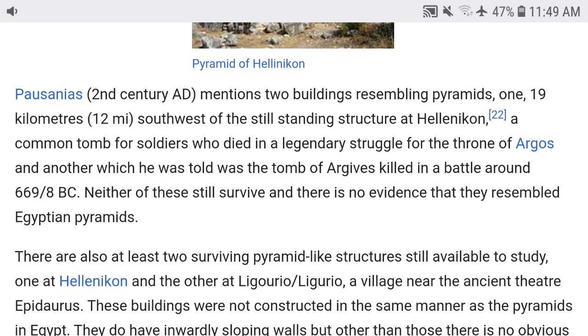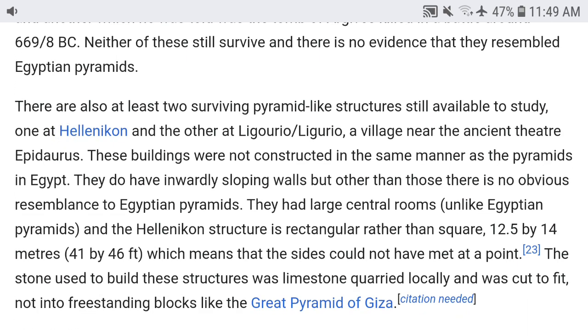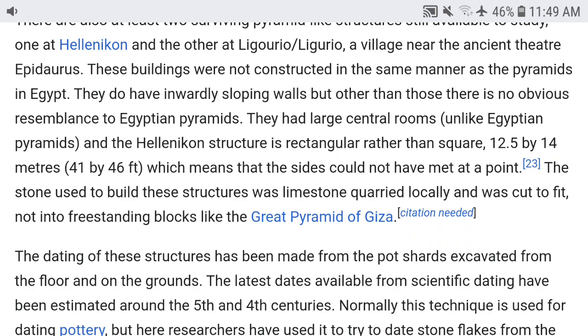There are also at least two surviving pyramid-like structures still available to study, one at Hellenikon and the other at Ligurio, I don't know how to pronounce that, a village near the ancient theater of Epidaurus. These buildings were not constructed in the same manner as the pyramids in Egypt. They do have inwardly sloping walls, but other than that, there is no obvious resemblance to Egyptian pyramids. They had large central rooms, unlike Egyptian pyramids, and the Hellenikon structure is rectangular rather than square. Okay, so the base is not a square, it's actually a rectangle, which means that the sides could not have met at a point.